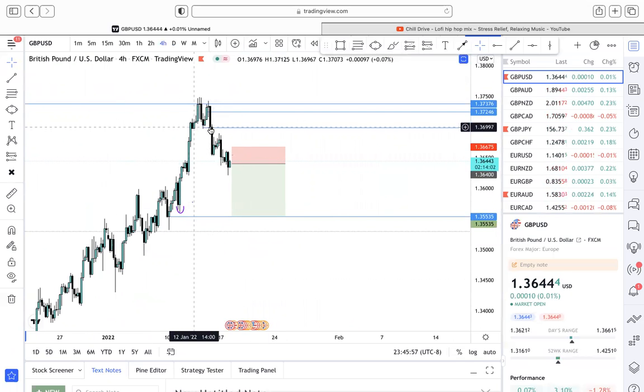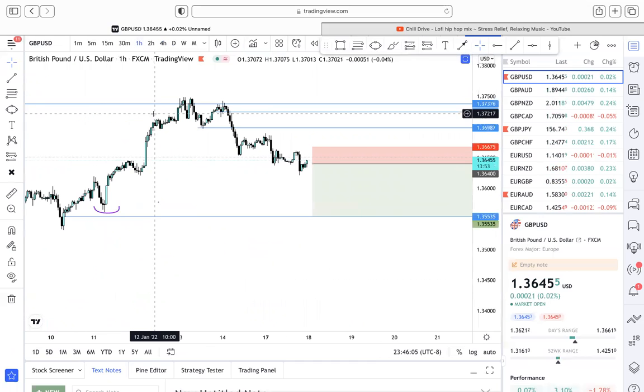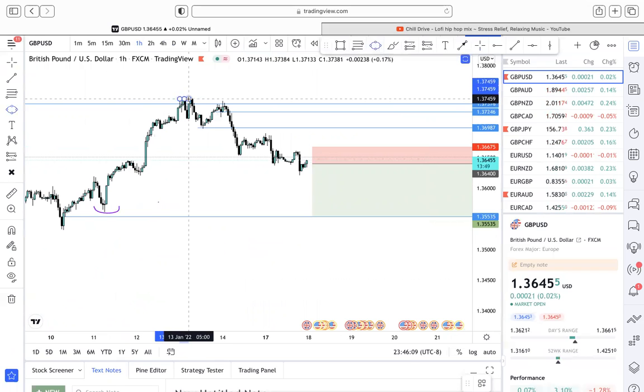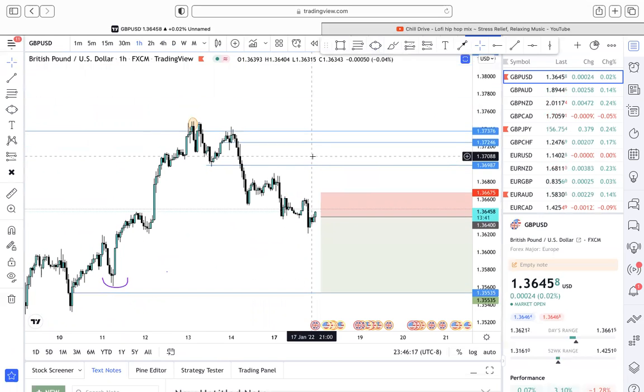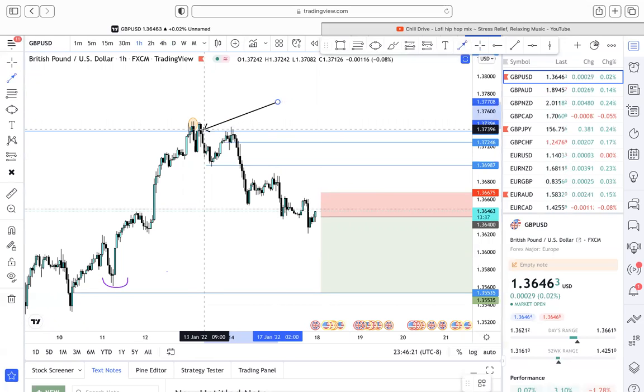Why? Because we broke structure to the downside, and we had confirmation that we cleared out liquidity in this high on the 1 hour. You could see it better. Yeah, so this high right here got cleared out on this other high. And then we had a retracement back on the 1 hour into the accumulation price candle in this area.